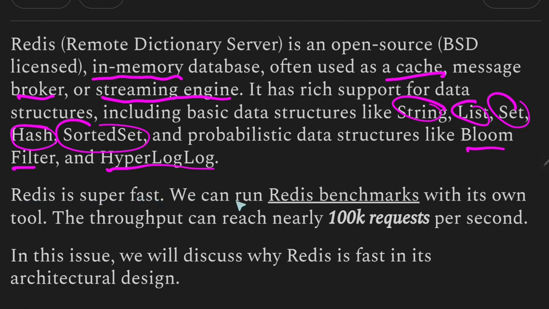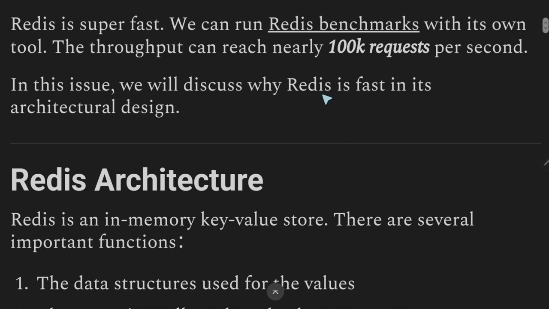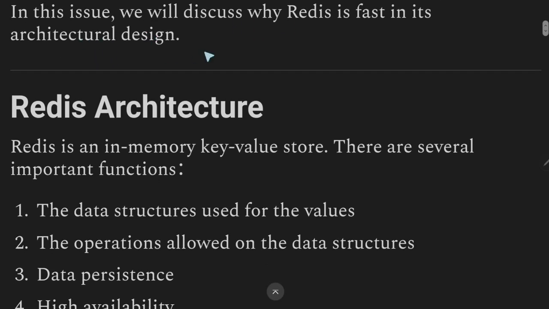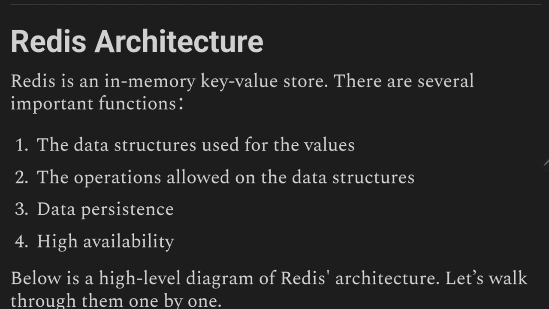Redis is super fast. We can run Redis benchmark with its own tool. The throughput can reach 100 requests per second, I guess, for a single node. Hopefully for a single node. In this article, we will discuss why Redis is fast in its architectural design. Great. This is exactly what we want to see. What is its architecture?